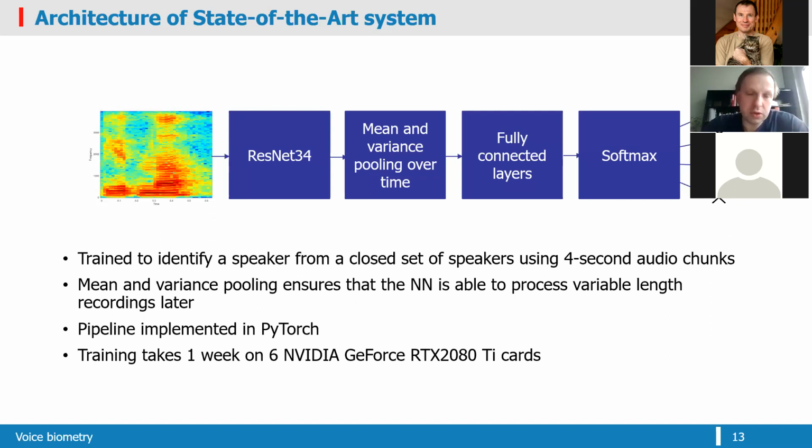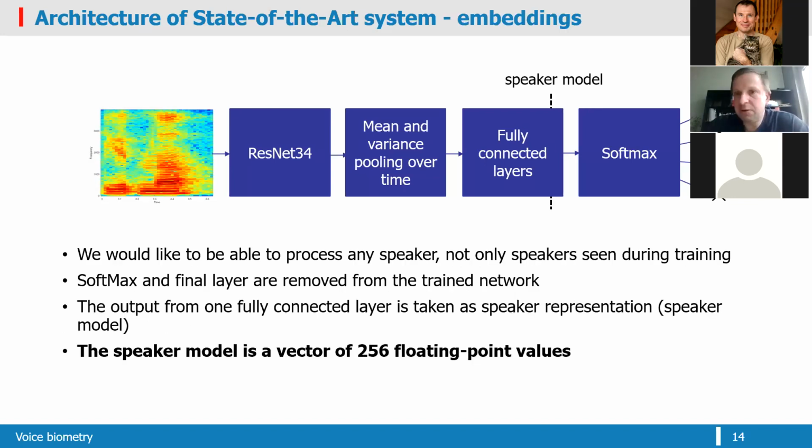The pipeline is implemented in PyTorch, and it takes about 1 week to train it on 6 NVIDIA cards. But if we want to work with the system, we don't want to just classify from a closed set of speakers. So what we do, we basically use something that is called bottleneck features or embeddings. We cut off a few final layers of the architecture of the neural network, and we use the internal representation as our speaker model. It's basically a floating point vector with 256 values.